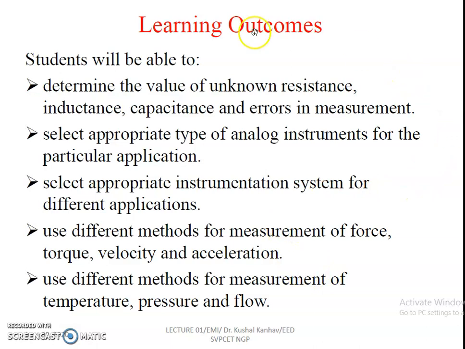At the end of the course, these are the learning outcomes: you will be able to determine the value of unknown resistance, inductance, capacitance, and errors in measurement. You will be able to select the type of analog instrument for a particular application. You will be able to select appropriate instrumentation system for different applications. You can identify the use of different methods for measurement of force, torque, velocity, and acceleration. You can use different methods for measurement of temperature, pressure, and flow.